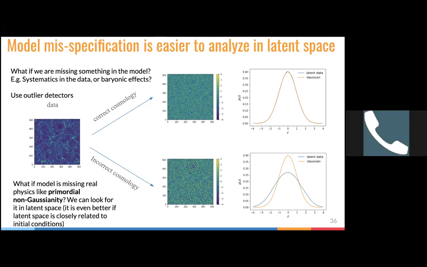So, any other questions? So, do you have any thoughts on how to distinguish different shapes of non-Gaussianity? Sorry, can you repeat the question? Can you distinguish between different types of non-Gaussianity, different shapes?